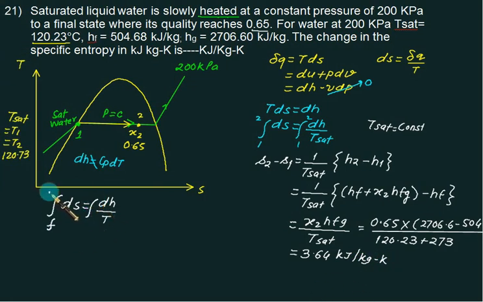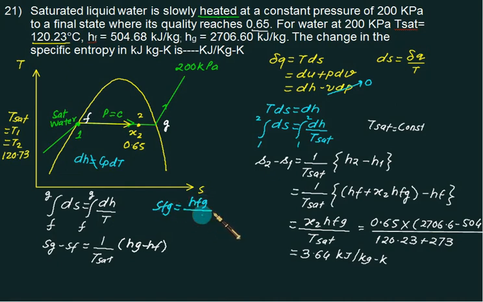Now take note here that if we integrate from f to g, then you also have to write down sfg. The temperature at f is Tsat, and the temperature at g is also Tsat. So we have sg minus sf equal to 1 upon Tsat times hg minus hf, because from f to g your temperature is constant, so it can be taken outside. So next time remember this calculation. You can directly calculate sfg as hfg divided by Tsat, and temperature must be in Kelvin.